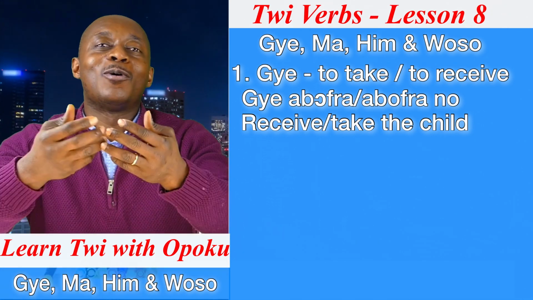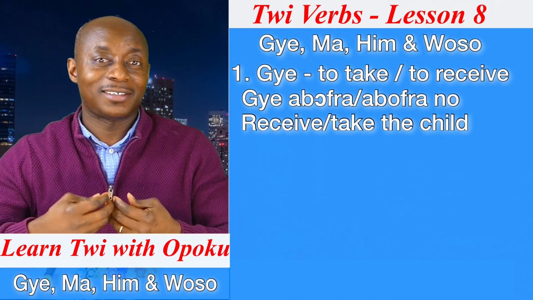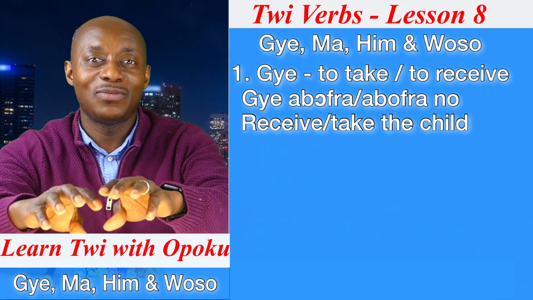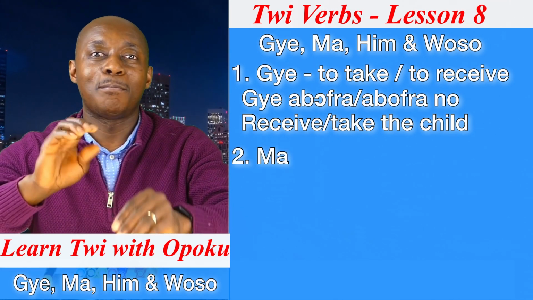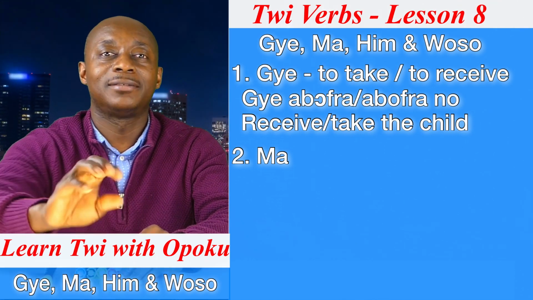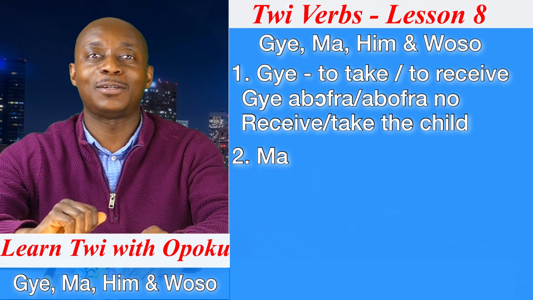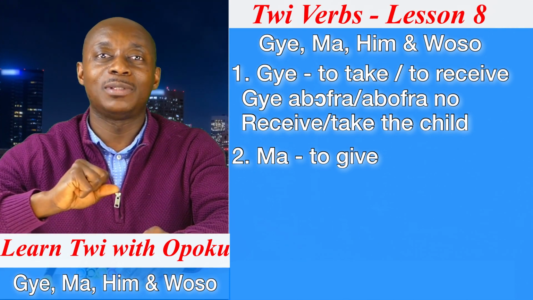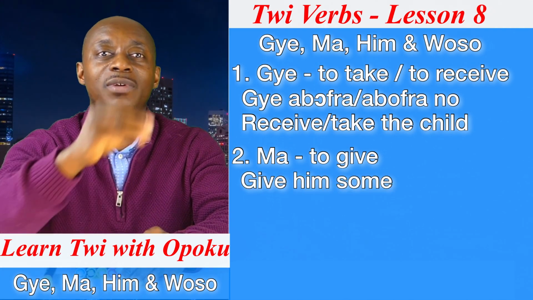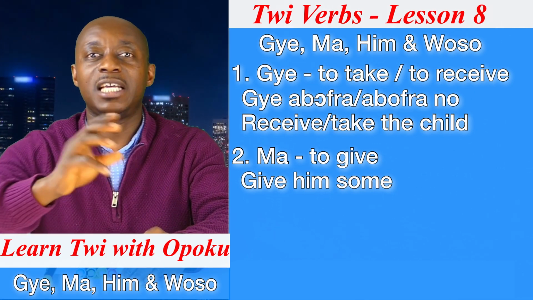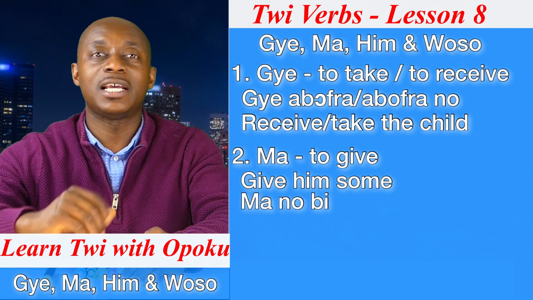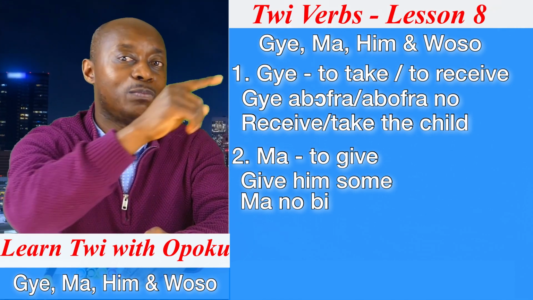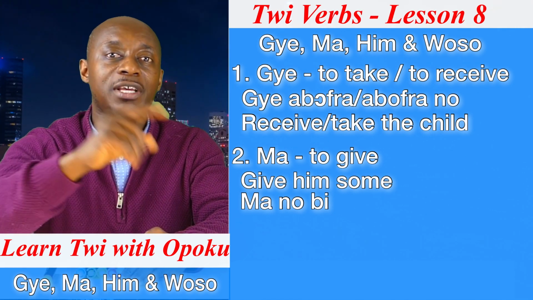Good. Whenever there is a receiver, there is also what? A giver. To give in Twi, we say what? Ma. Ma, and that is what? To give. So example, if I want to say give him some, then I will say manu bi. Manu bi. Give him some.